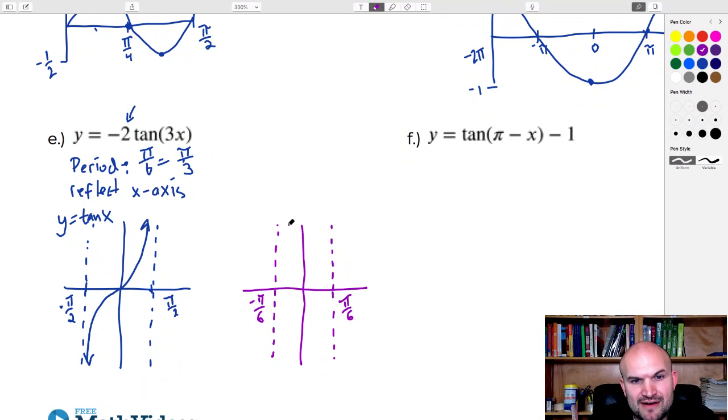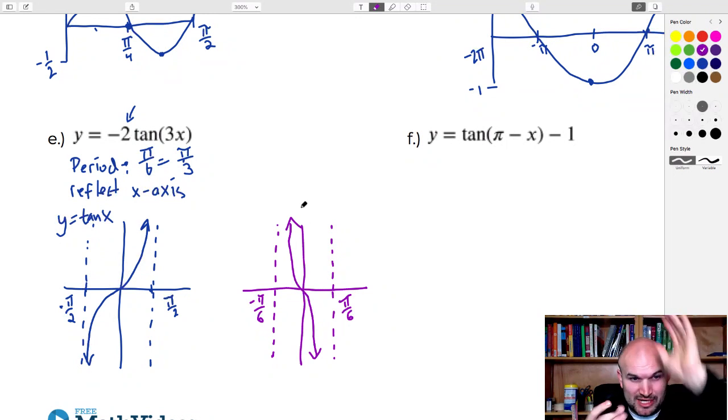And then remember our graph is going to be reflected and also skinnier. So we'll just make it a nice little skinny graph. That's probably not the best graph, but hopefully you can see it's going to be skinnier because of that transformation, and it's going to be reflected. But it's still going to be approaching your vertical asymptotes from the left and the right.